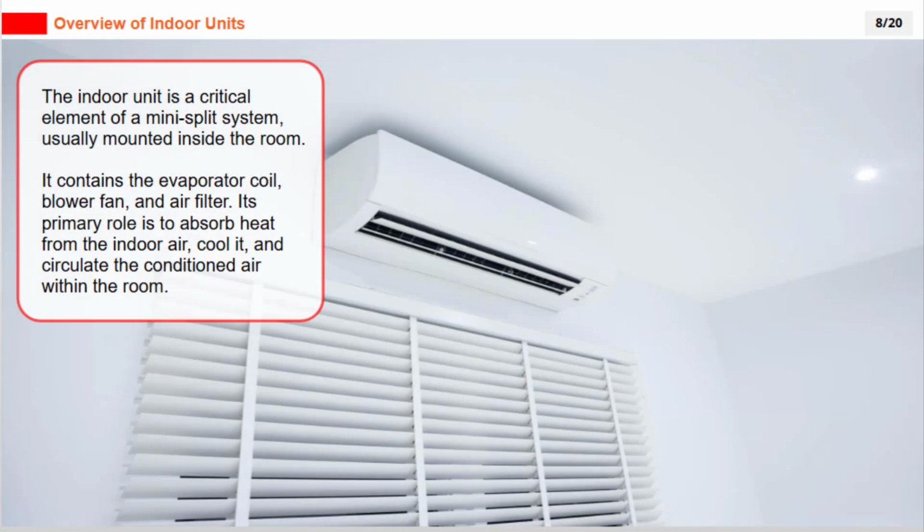The indoor unit is a critical element of a mini-split system, usually mounted inside the room. It contains the evaporator coil, blower fan, and air filter. Its primary role is to absorb heat from the indoor air, cool it, and circulate the conditioned air within the room.